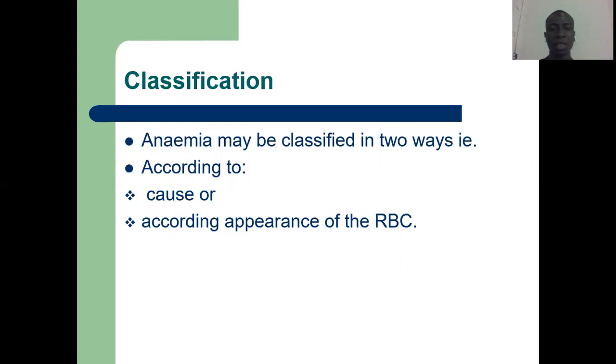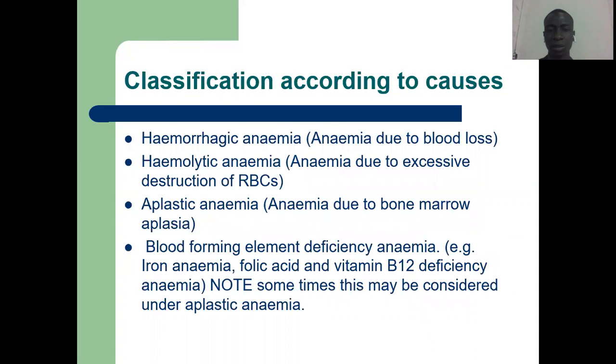Classification of anemia. Anemia can be classified in two ways. One, according to the cause. Two, according to the appearance of the red blood cells. According to the cause, there's hemorrhagic anemia. It's coming due to loss of blood.